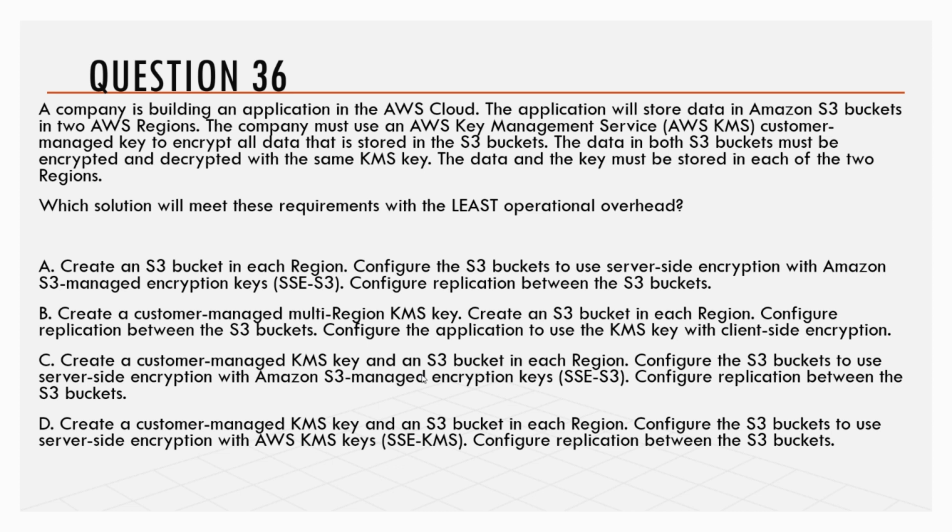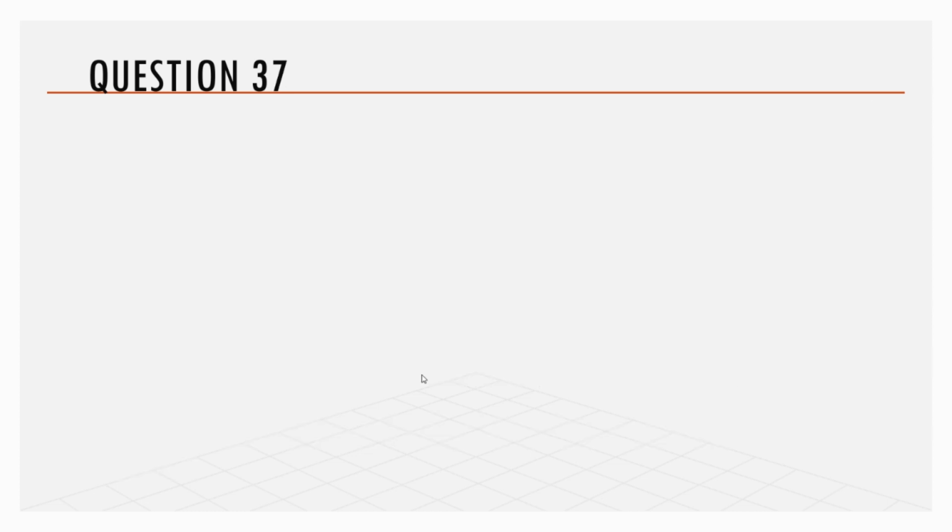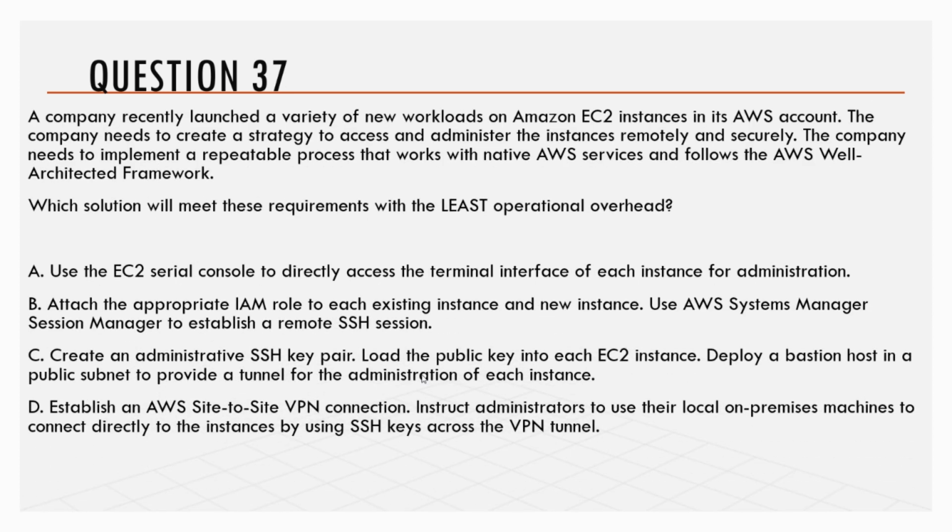And the correct option is option B, which says create a customer managed multi-region KMS key, create an S3 bucket in each region, configure replication between the S3 buckets, configure the application to use the KMS key with client-side encryption. Now let's look into question number 37.